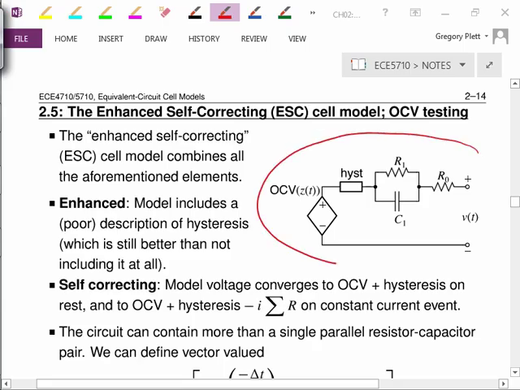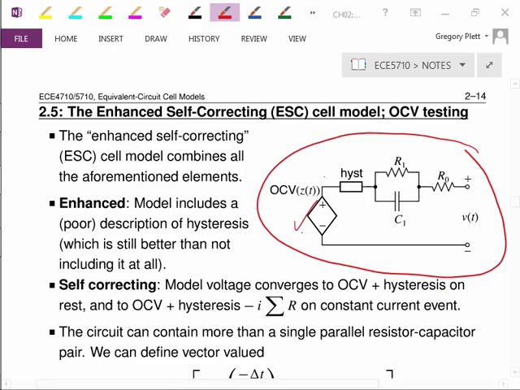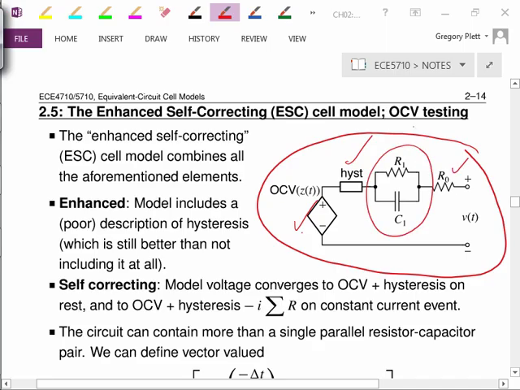Here's the enhanced self-correcting cell model drawn out. I have open circuit voltage as a function of state of charge. This is a controlled voltage source where z of t is the variable that controls the voltage out of the voltage source. There's a hysteresis component. There's an equivalent series resistance, R0, and there is usually at least one resistor-capacitor pair.